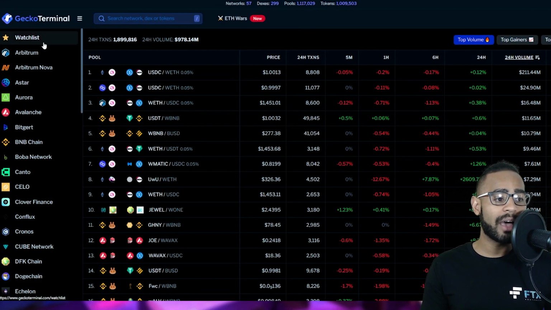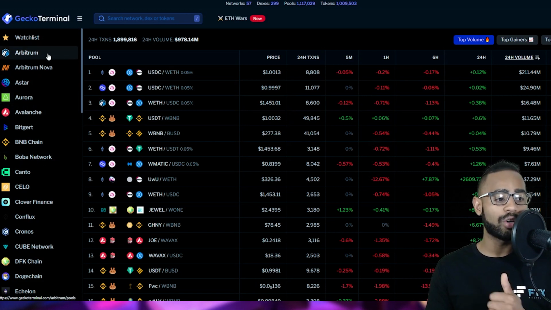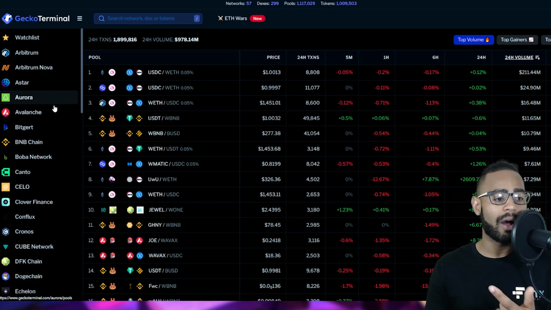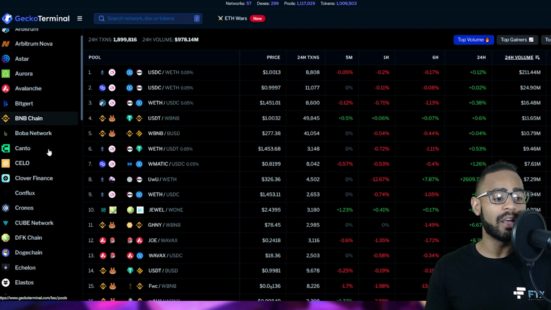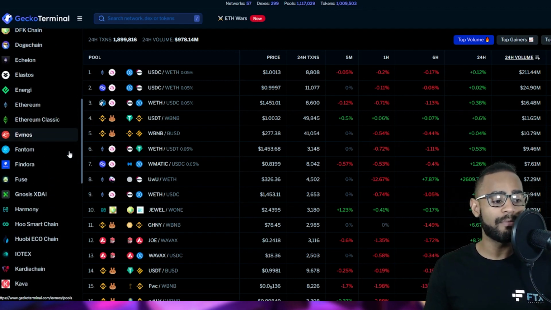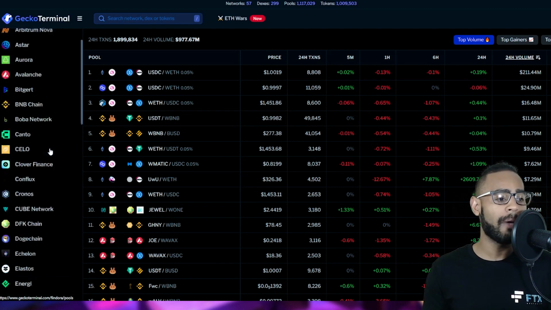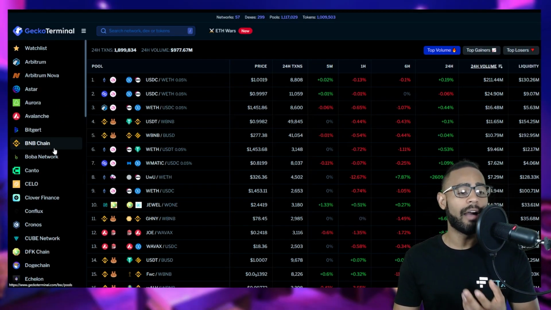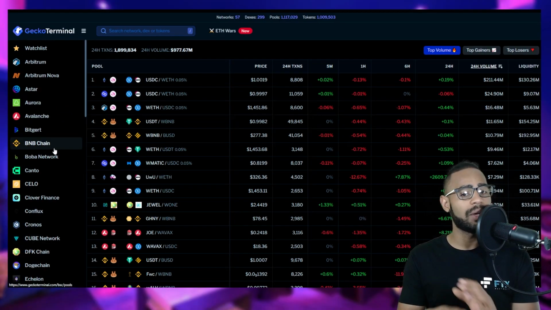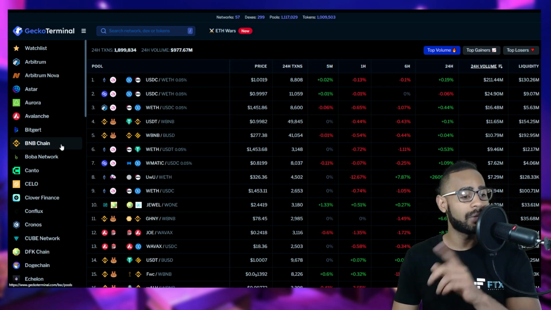On the left-hand side of the screen, you have all the different chains. Okay, we have Arbitrum, Arbitrum Nova, Aurora, Avalanche Chain, BNB Chain, Ethereum Chain, Kronos Chain, Doge Chain, Evmos, Phantom, Fuse. Most of the different chains are EVM compatible. They are EVM chains, okay? What does that mean? It's an Ethereum Virtual Machine, which means it runs using MetaMask. You can access all of these very, very easily. You just have to bridge some funds over.